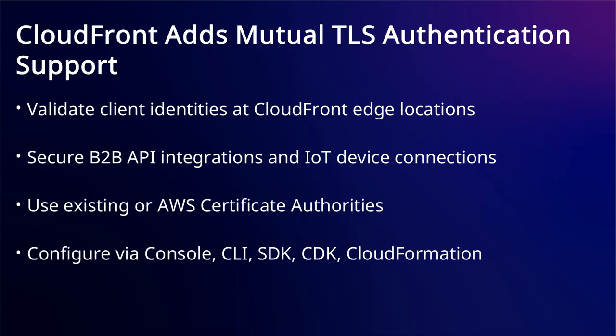The feature allows you to use existing third-party or AWS certificate authorities for X509 certificates. You can easily configure mutual TLS through various AWS interfaces, including the console, CLI, SDK, CDK, and CloudFormation. This addition provides enhanced security and performance for workloads requiring client authentication, without additional cost.